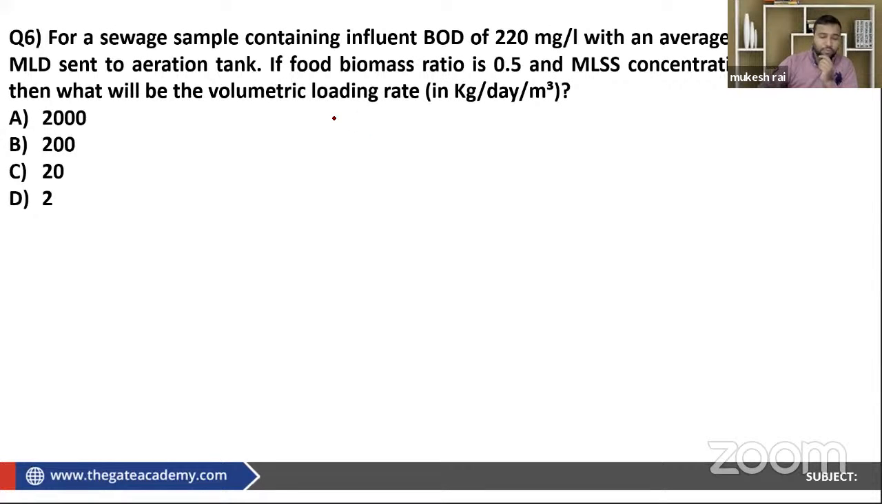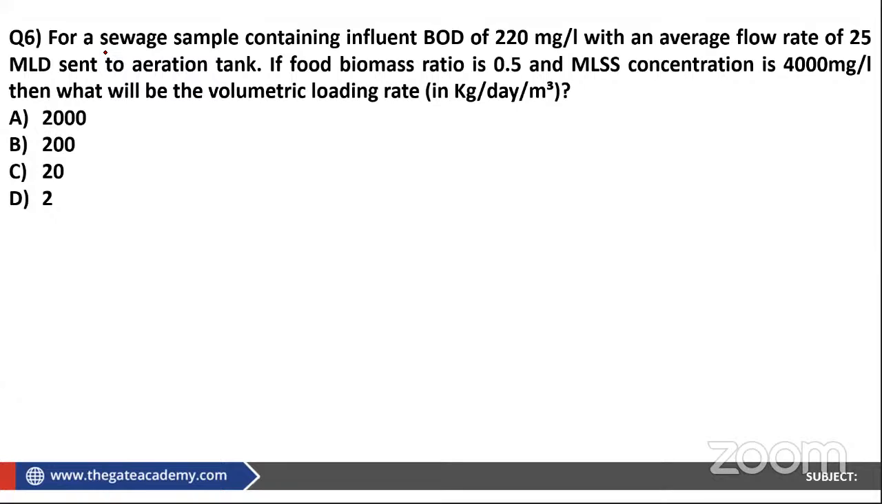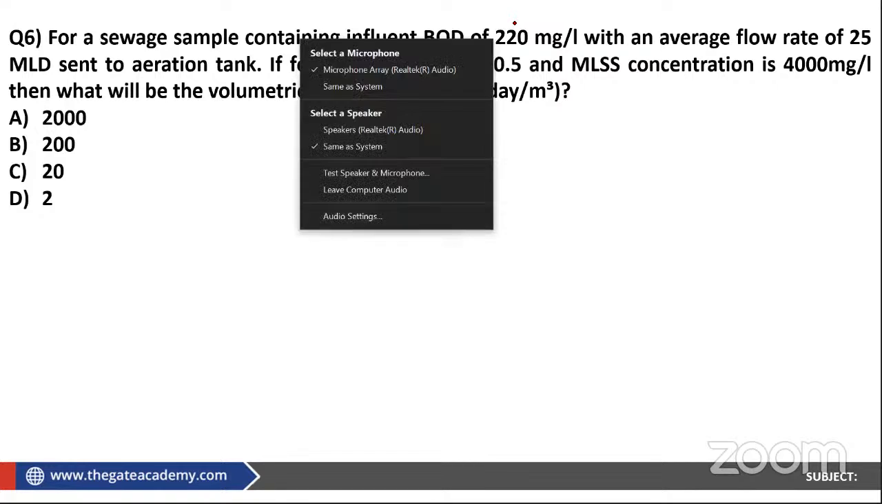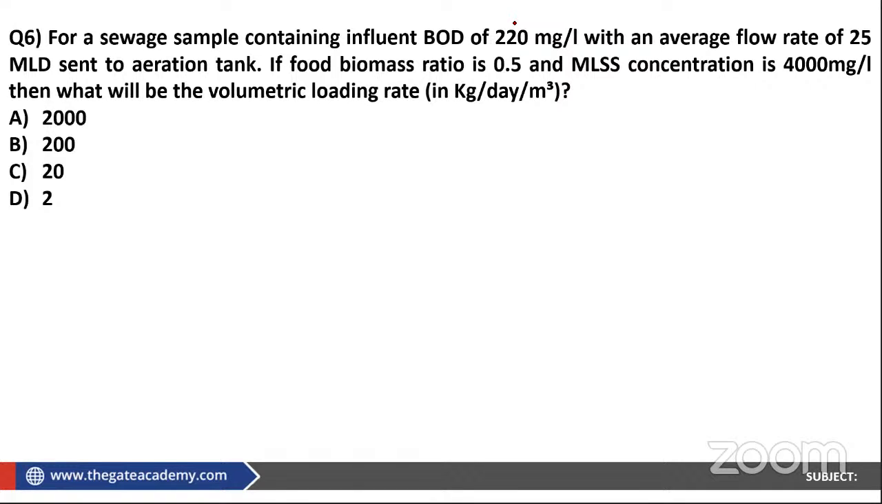Now we will move towards the next question. The other question is given on your screen. For a sewage sample containing influent BOD of 220 milligram per liter with an average flow rate of 25 mld sent to the aeration tank. It means that the influent BOD is given as 220 milligram per liter and the discharge is given as 25 mld, that is million liter per day.